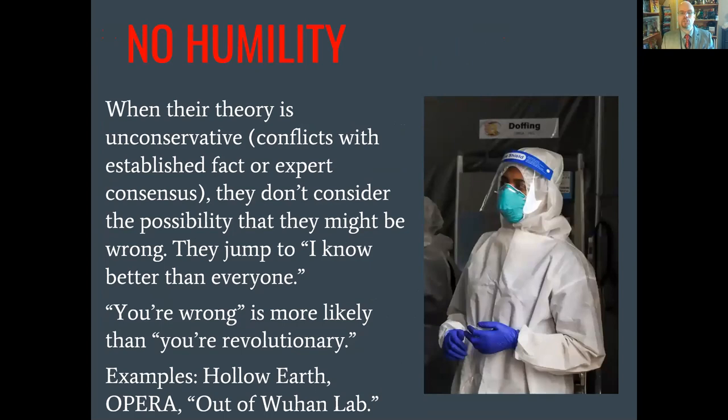Another thing that we see is no humility in pseudoscientists. When their theory is unconservative, when it conflicts with established fact or expert consensus, they don't consider the possibility that they're wrong, and instead they jump right to, well, I know better than everyone else. If all the experts disagree with me, it can't be that I'm wrong and all these other people are right. They say, all these other people are wrong and I'm the only one that's right. There's no humility in that. You're wrong is much more likely than you're revolutionary. This is something that they did in Plandemic with the out of Wuhan lab theory for COVID. All the experts agreed that it definitely wasn't genetically engineered. It has no markers for genetic engineering, but it also didn't come out of the lab because A, it's too dissimilar to the viruses that actually are being studied in the lab or were being studied in the lab.